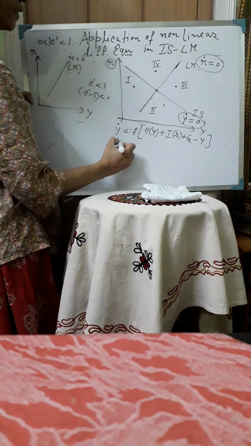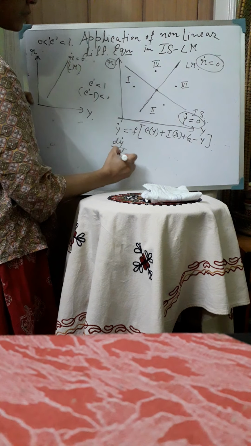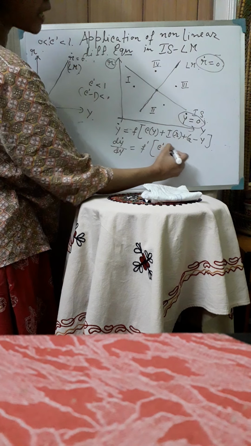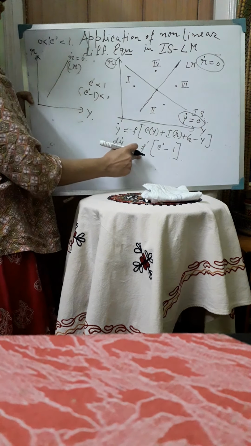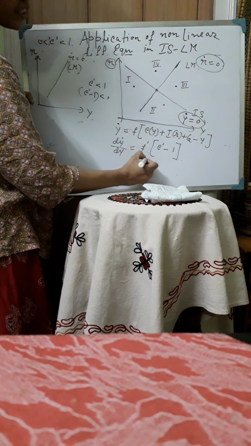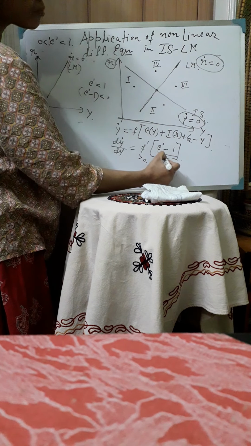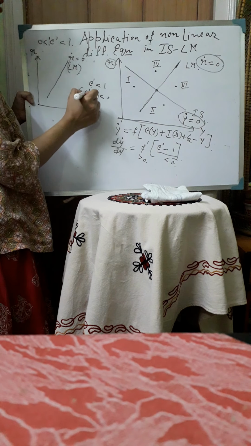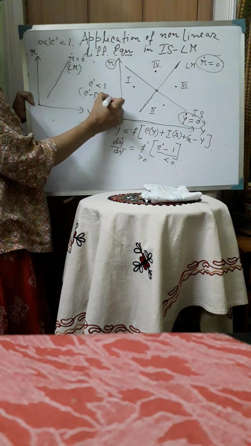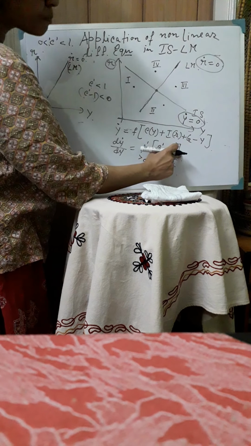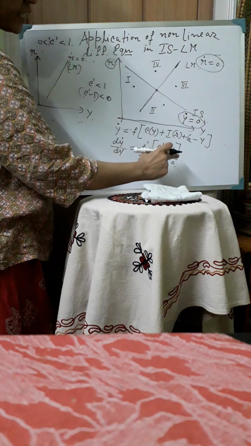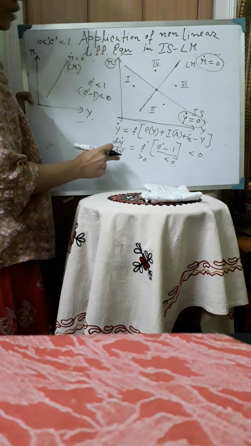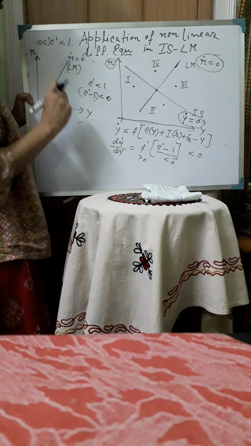Now what is dy dot dy? This is equal to f dash, then within bracket c dash minus 1. Now the sign of f dash is greater than 0, but c dash minus 1 is less than 0, because c dash is MPC, which is less than 1. So c dash minus 1 is less than 0. So this part is negative. So in effect dy dot dy is less than 0. So as y rises, y dot falls.